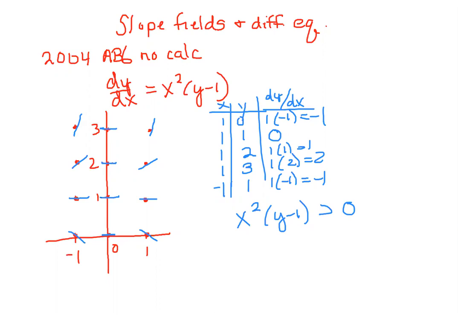So you would solve basically for y. So we're going to divide by x squared, which is still 0. So y greater than 1. All the points where y is greater than 1, the slopes are positive. Anything where y is less than 1, the slopes are negative. It doesn't matter what x is because the x is squared, so that's always going to be positive. So that's how you would describe that right there.